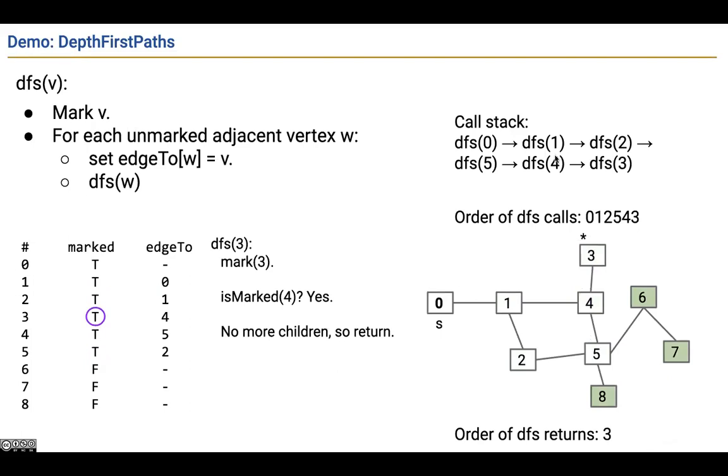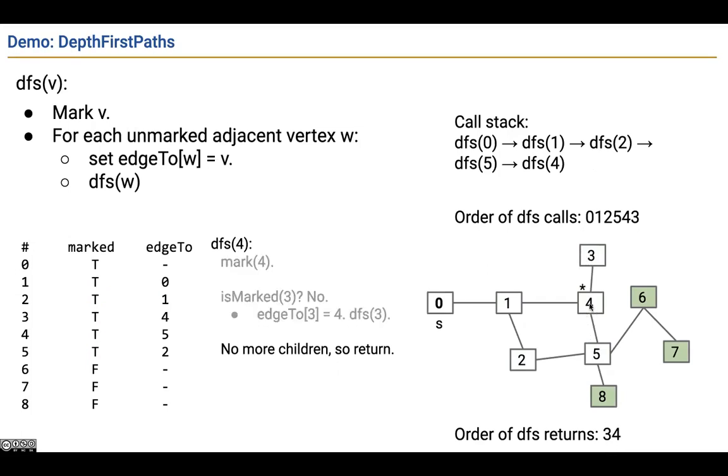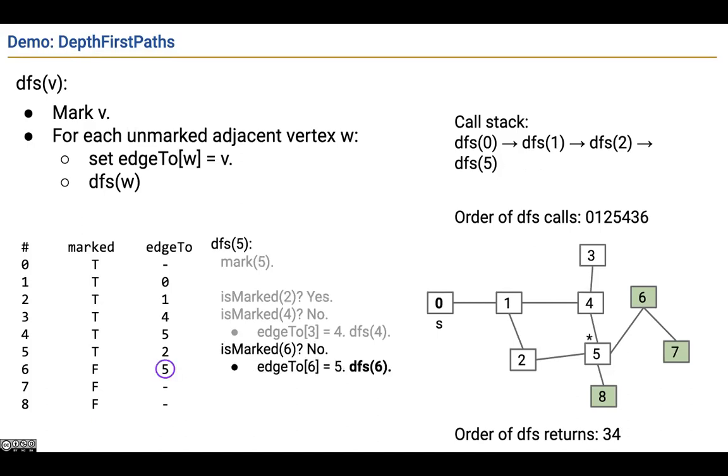And all of these were kind of half done. The first DFS that truly finishes is DFS of 3. So when it finishes, I write it down here. And now DFS of 4 is totally done, right? All of its neighbors are marked, and I've called DFS on them. So I can return from 4. Here I am at 5. I have not returned from 5 yet, because there's still more stuff to do.